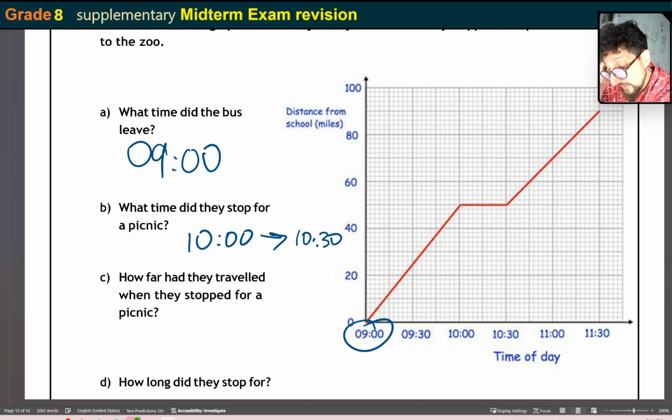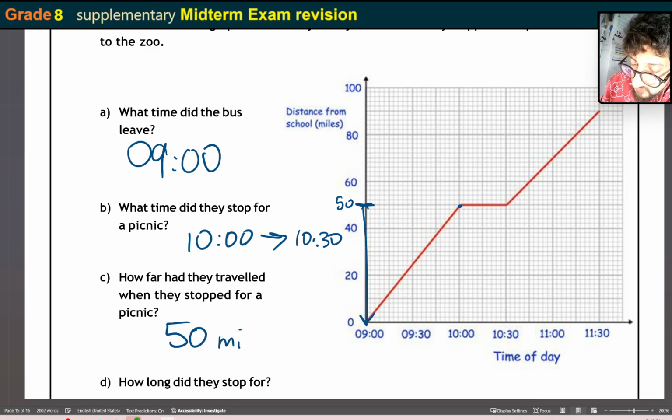How far had they traveled when they stopped for the picnic? Okay, so how long did they travel for before they stopped? They stopped over here, so they traveled all the way to here, which is 50. So they had traveled 50 miles. Remember, the unit is miles, not kilometers.